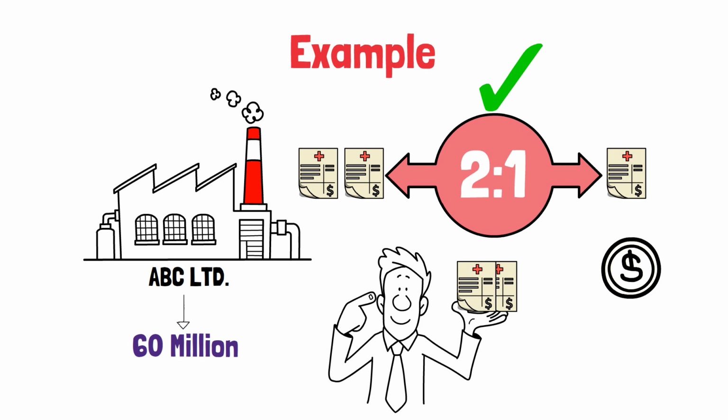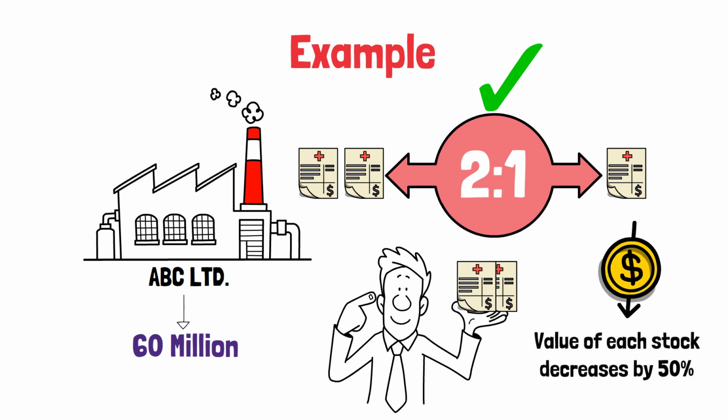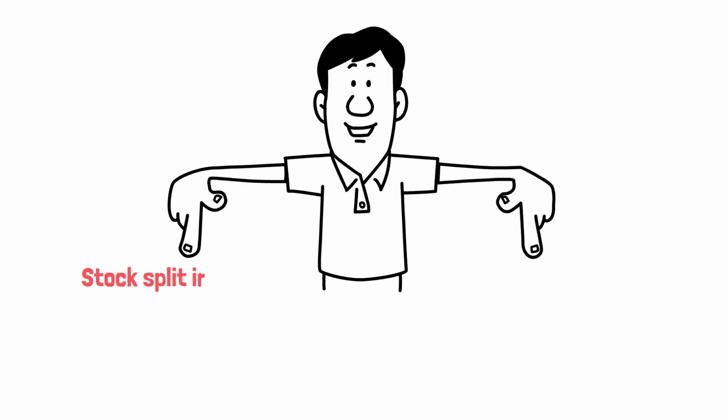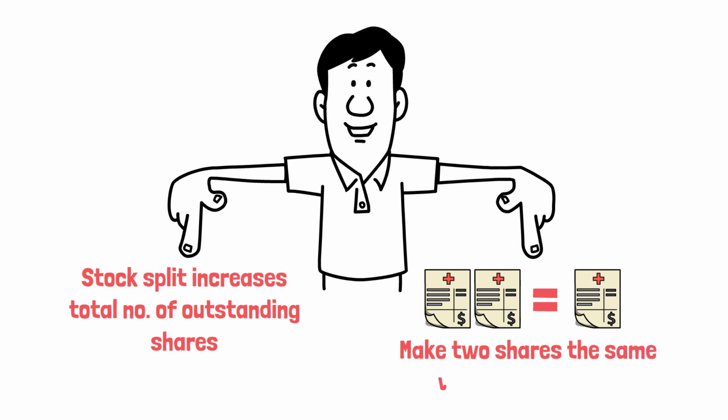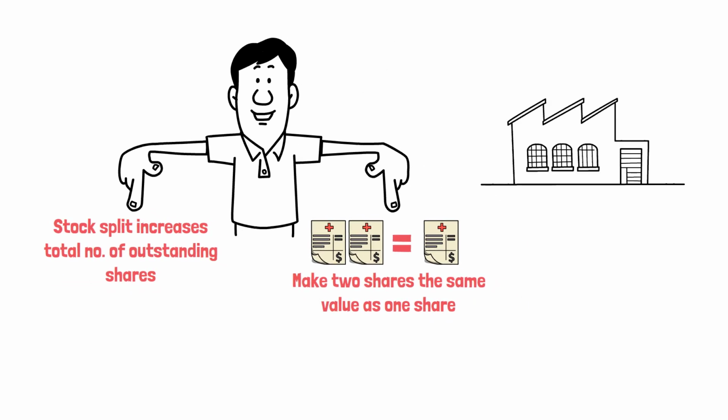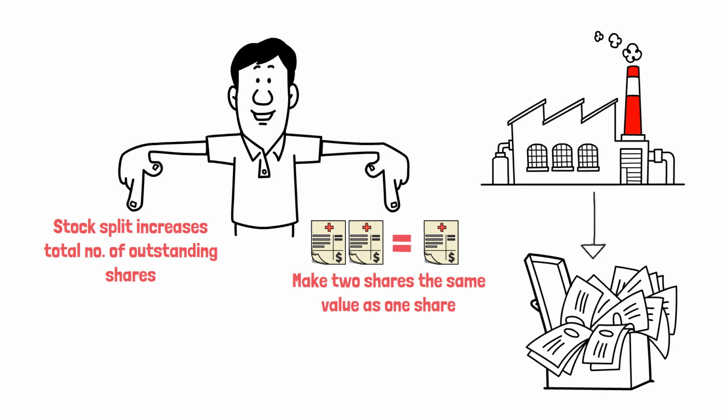However, this also means that the value of each share decreases by 50%. A stock split, as our example shows, increases the total number of shares outstanding, but makes 2 shares the same value as 1 share would have been before the split. The company's market capitalization isn't affected by this because the total market value of all outstanding shares hasn't changed.